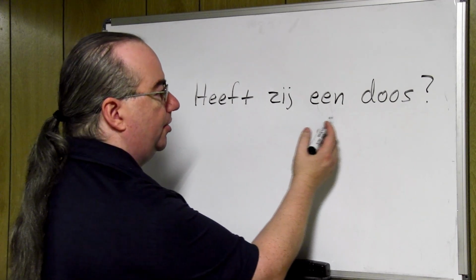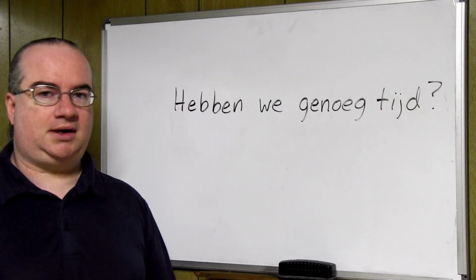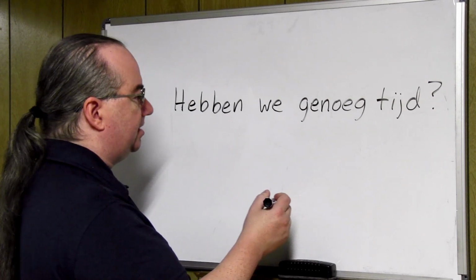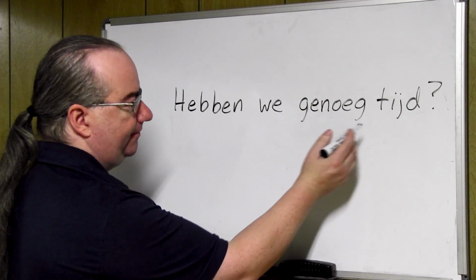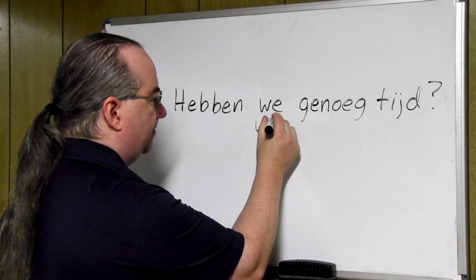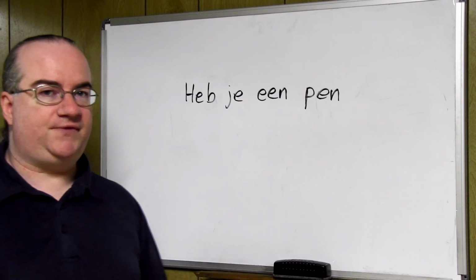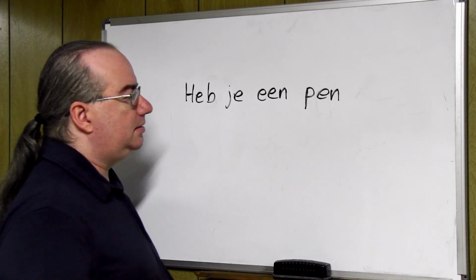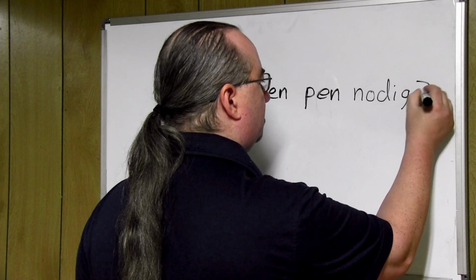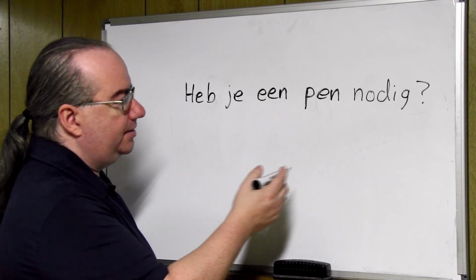Another quick example. Heeft zij een doos? Meaning, does she have a box? Here's another example. Hebben we genoeg tijd? It says, do we have enough time? And of course we could replace the word we with wij. Hebben wij genoeg tijd? Now check this out. This says, do you have a pen? But if I just add the word nodig to the end of the sentence, it becomes, do you need a pen? Heb je een pen nodig?